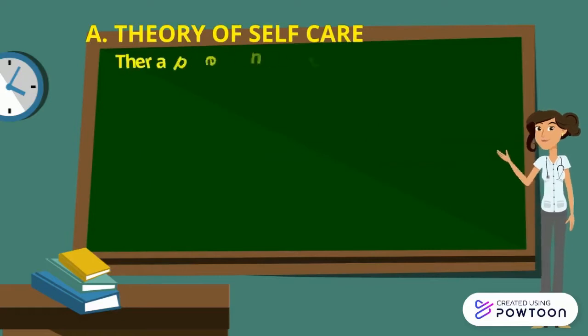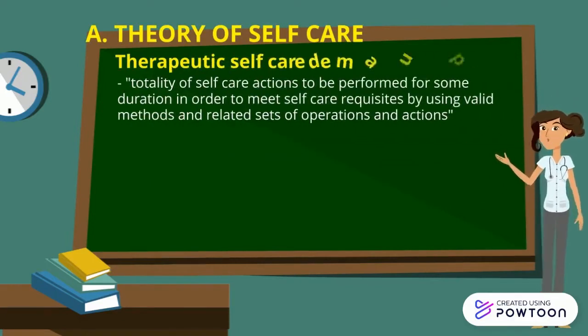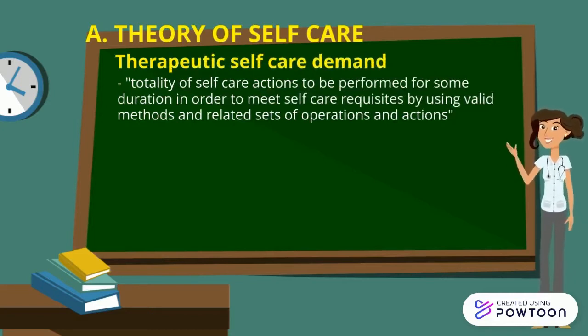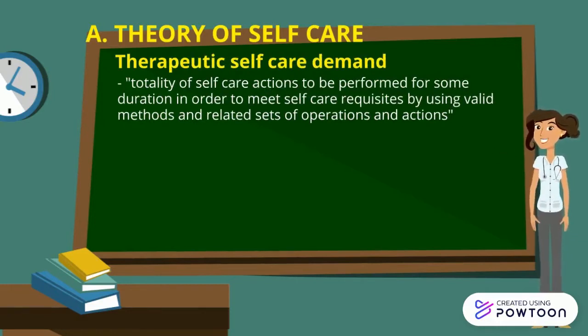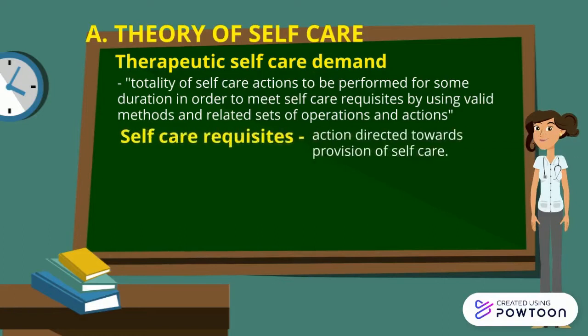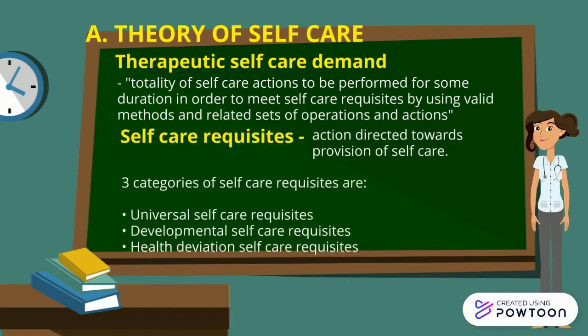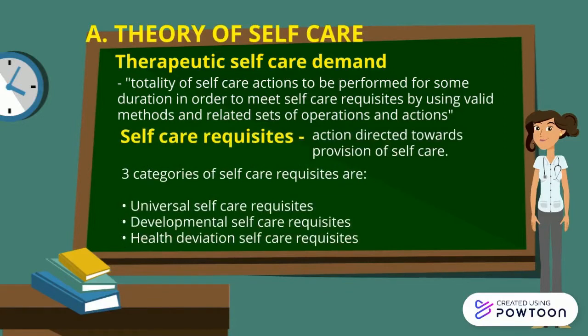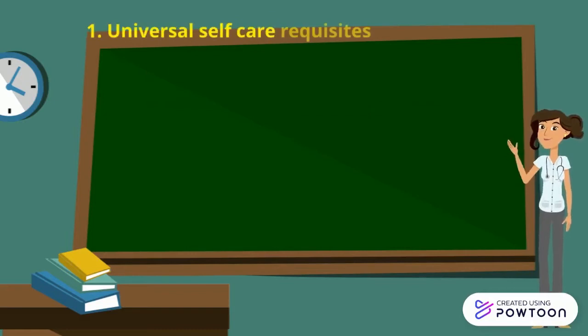Therapeutic self-care demand. Totality of self-care actions to be performed for some duration in order to meet self-care requisites by using valid methods and related sets of operations and actions. Self-care requisites. Action directed toward provision of self-care, which has three categories: universal self-care requisites, developmental self-care requisites, and health deviation self-care requisites.